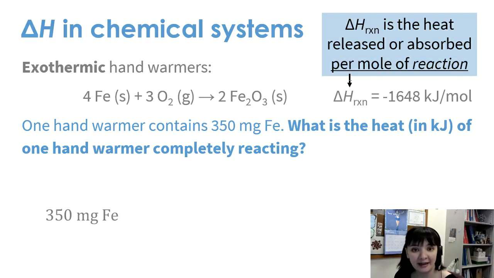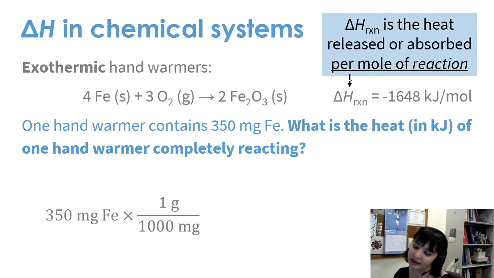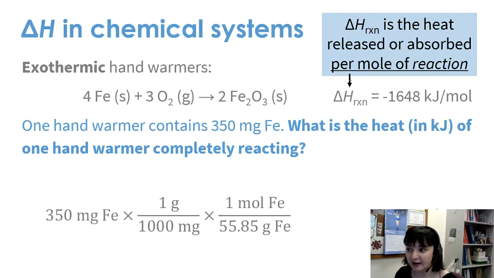The first conversion that I might make is taking care of those milligrams. I know that 1 gram is 1,000 milligrams, so I can set up that first conversion. From there, I can go from grams to moles using the molar mass of iron, which, taken from the periodic table, is just 55.85 grams per mole. If I'm trying to cancel out those grams, I have grams on the bottom, moles on top.